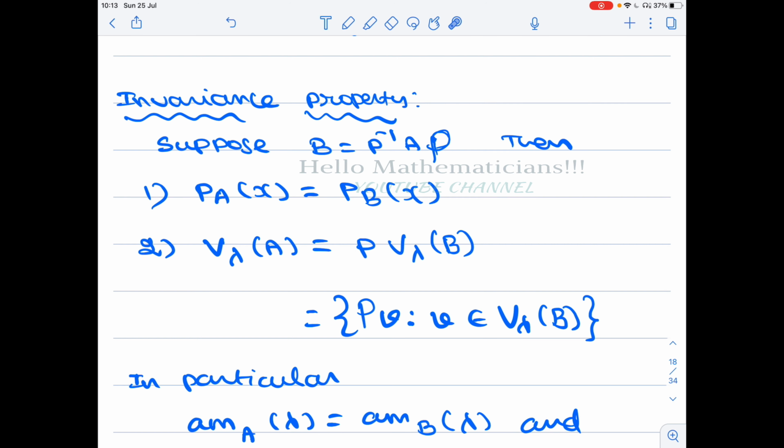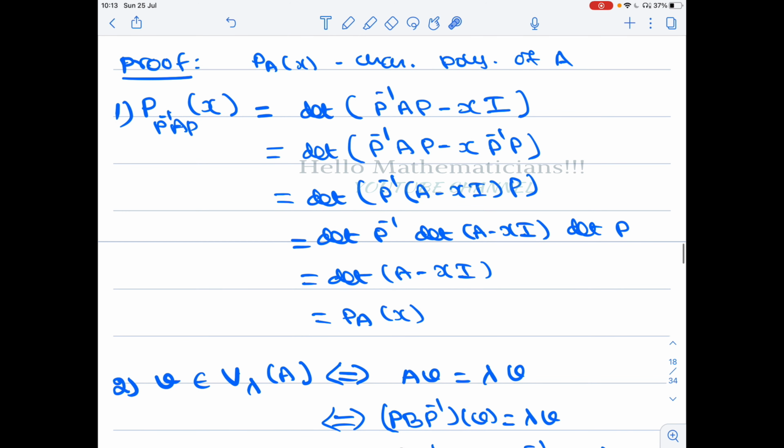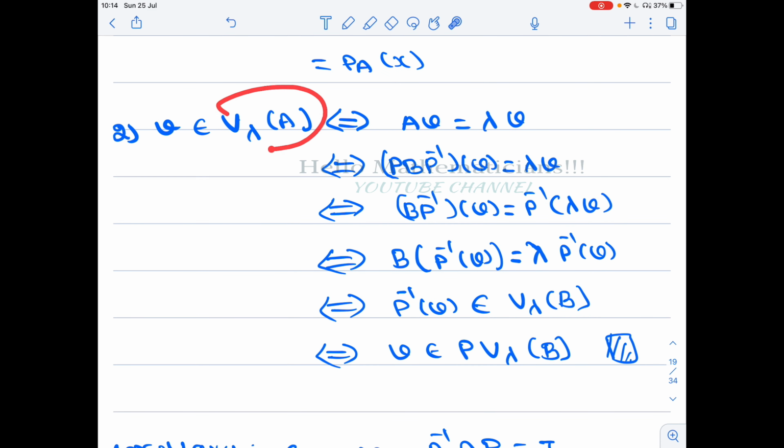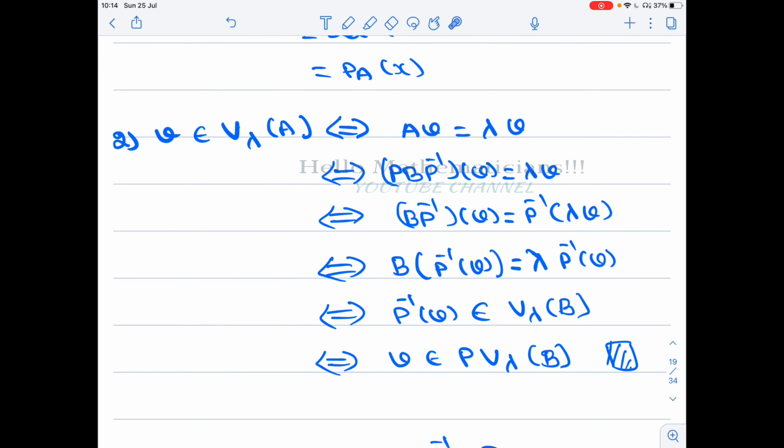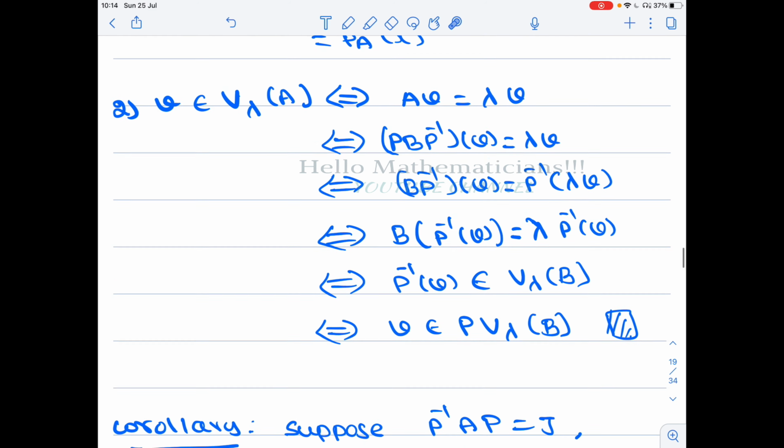You can pause the video here and see the proof. It is very simple, just a step by step calculation which shows that the characteristic polynomial of P inverse AP is equal to the characteristic polynomial of A. It is a very important calculation, many times we need it in solving other problems also. So pause the video and check each step. Similarly, we prove that V lambda of A equals P of V lambda of B. That equality is what we have proved here. Again, you can pause it and check the step by step calculation. It is just straightforward.